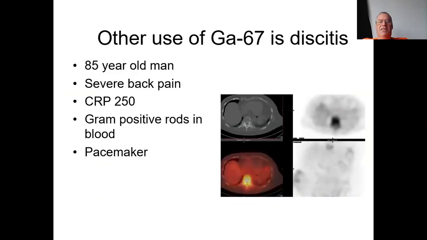Also, gallium is used in discitis. This is an 85-year-old man with severe backache. He has a pacemaker, so can't have an MRI scan. And here you can see intense uptake. We knew that patient had an infection because they had gram-positive clots in their blood, but we can see this nice uptake here.